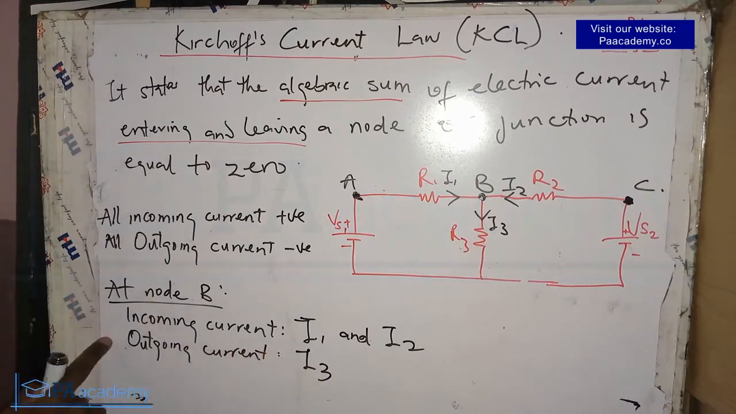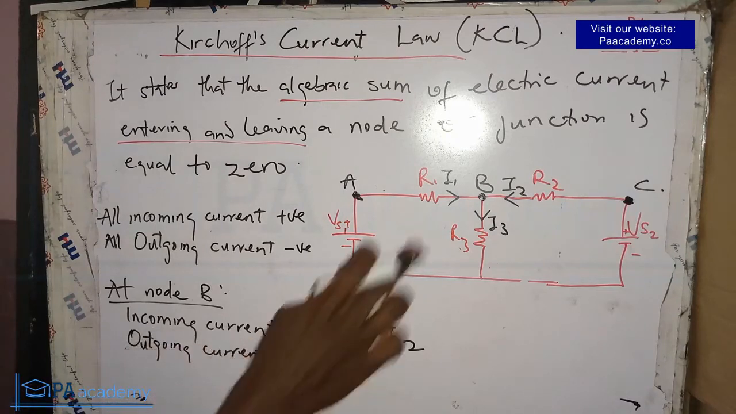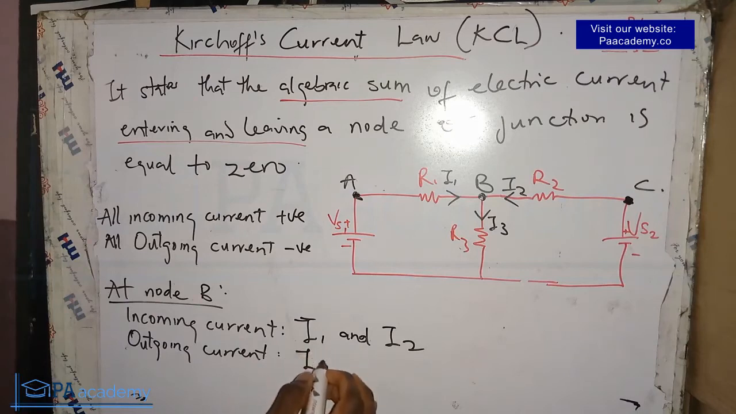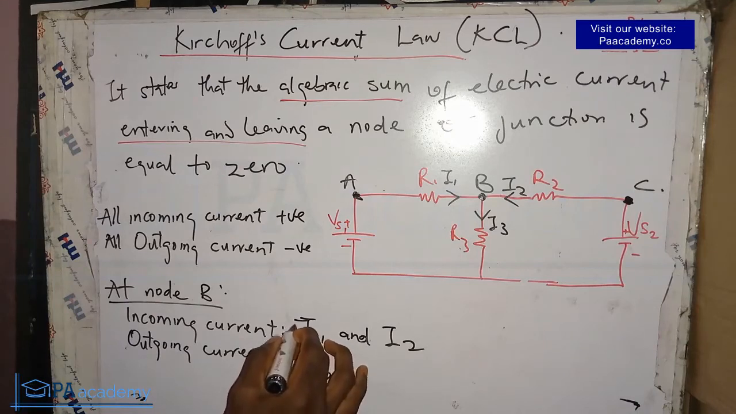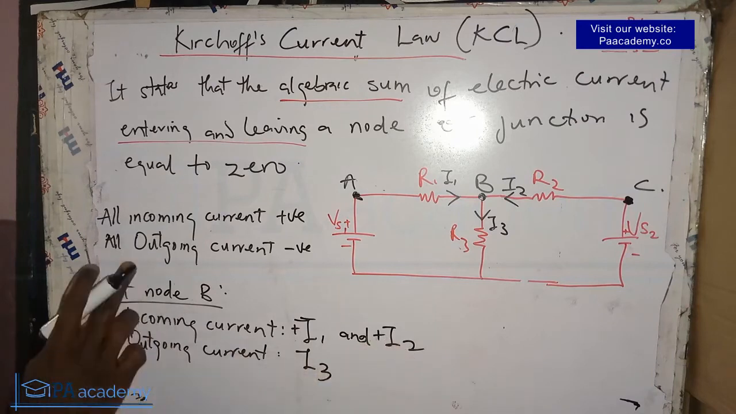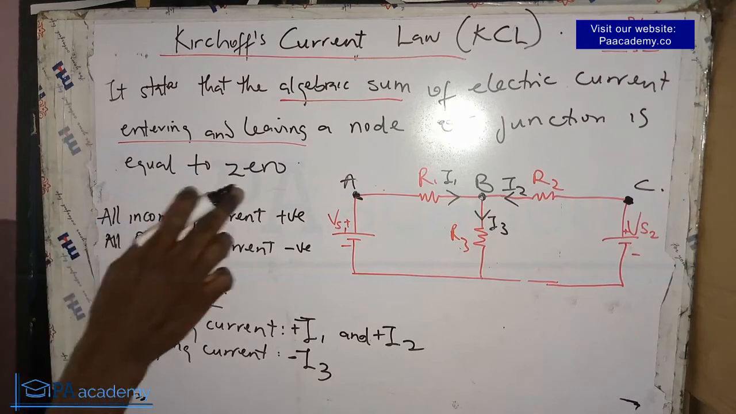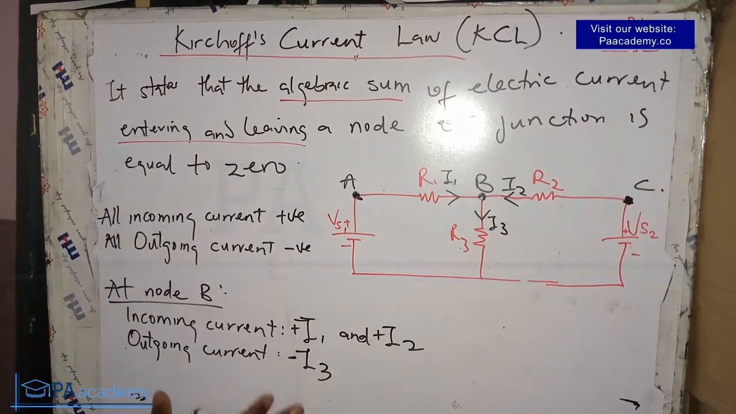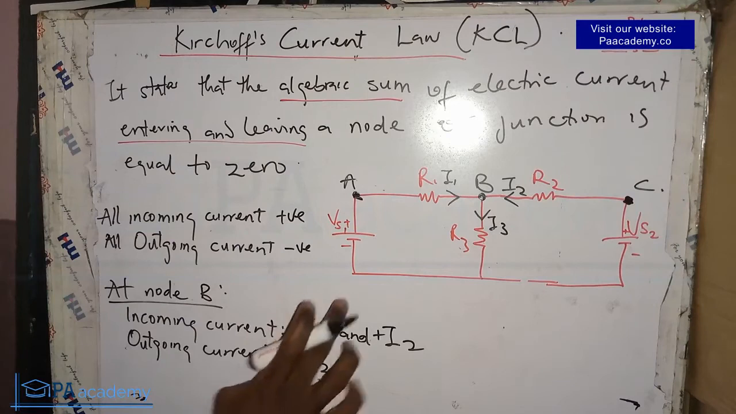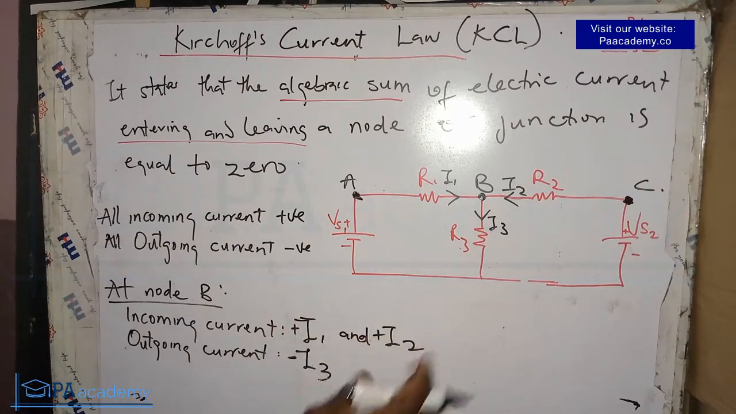Now let me also add the polarities. Remember I said all the incoming currents are always positive, so let me indicate here that this is plus I1 and this is plus I2. For the outgoing current, which is I3, let me indicate it as minus I3. Now with the knowledge of this, let's go back to what Kirchhoff's current law is saying. It says that the algebraic sum of electric currents entering and leaving a node or junction is equal to 0. So if you apply Kirchhoff's current law, when we put these three currents together, it's going to give us 0.